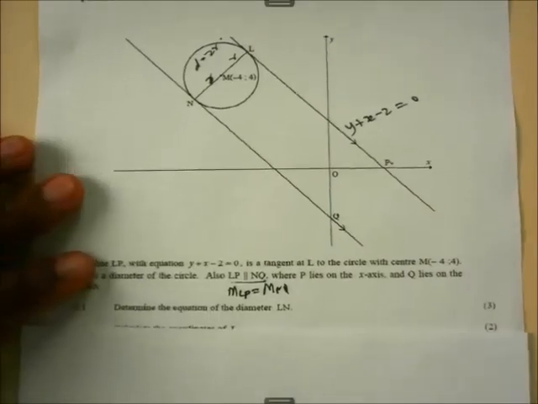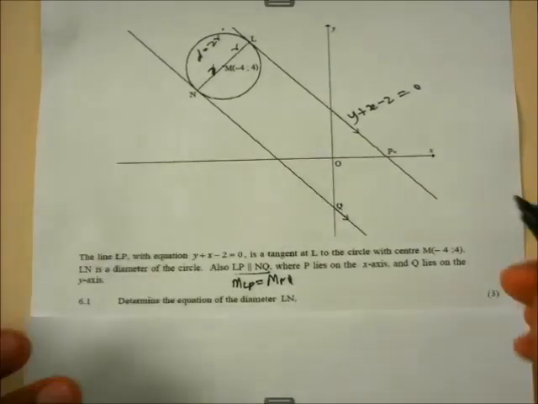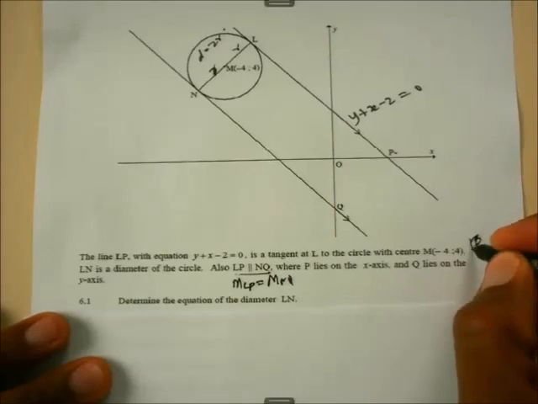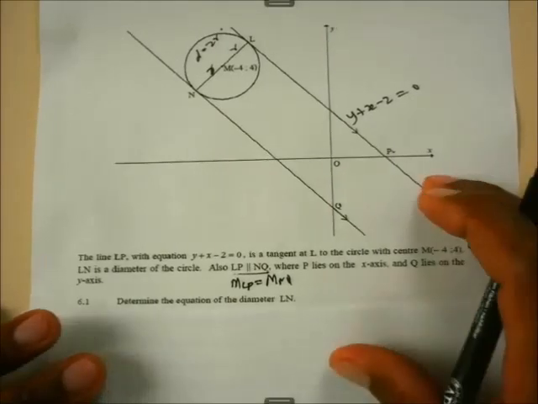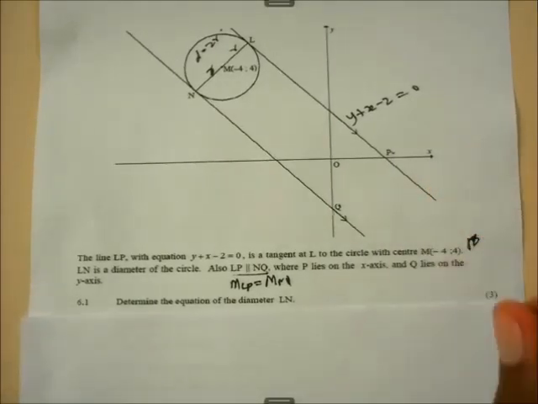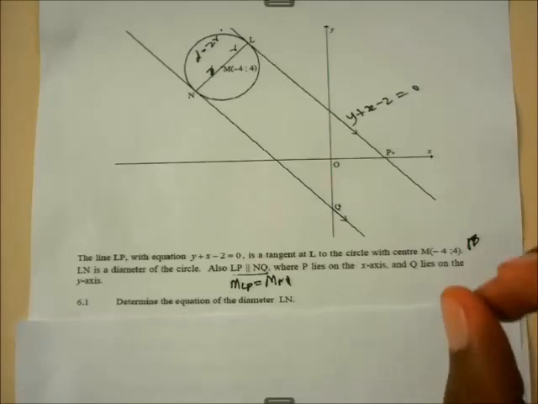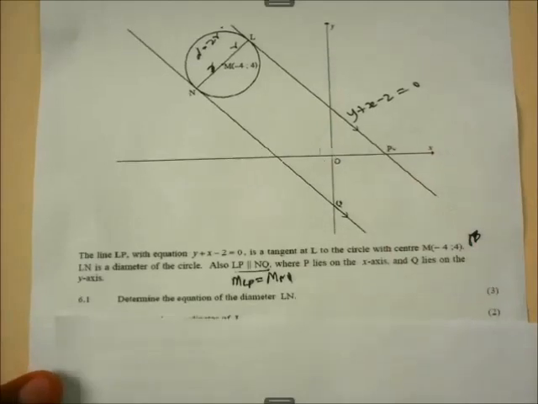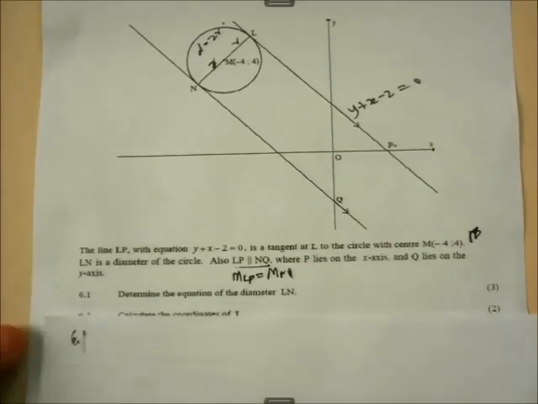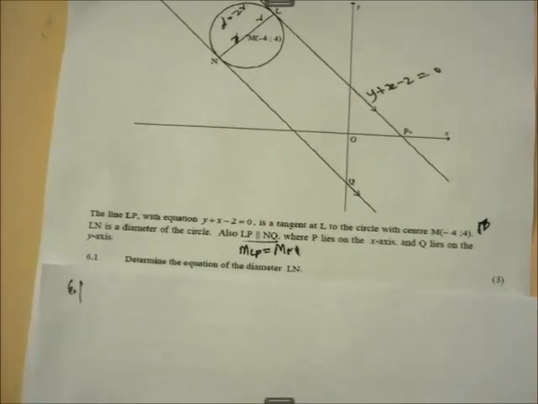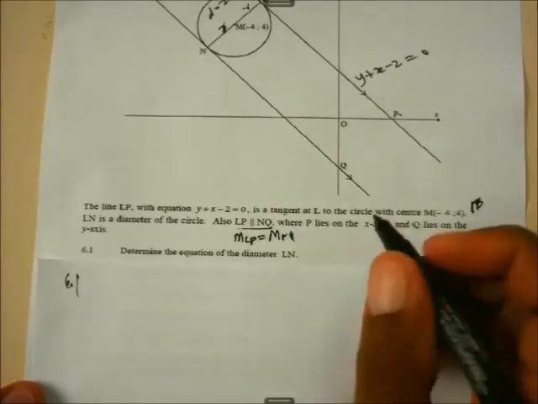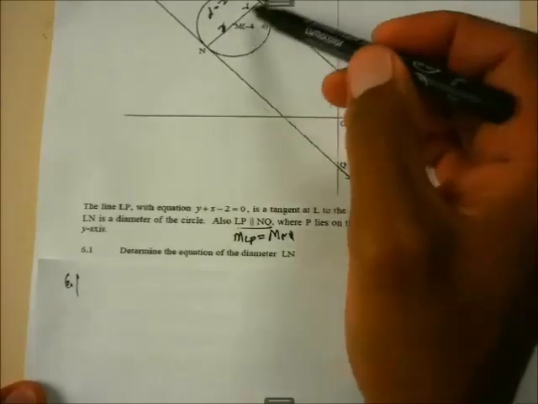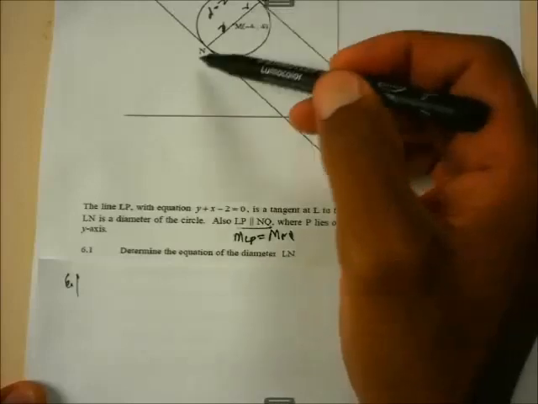Right, now let us look at the question. Now we've read the statement, which is very important, boys and girls. Each and every time, before you answer the questions, make sure that you read the statement and understand it, or you can highlight all the information given. Question 6.1: we must determine the equation of the diameter LN.